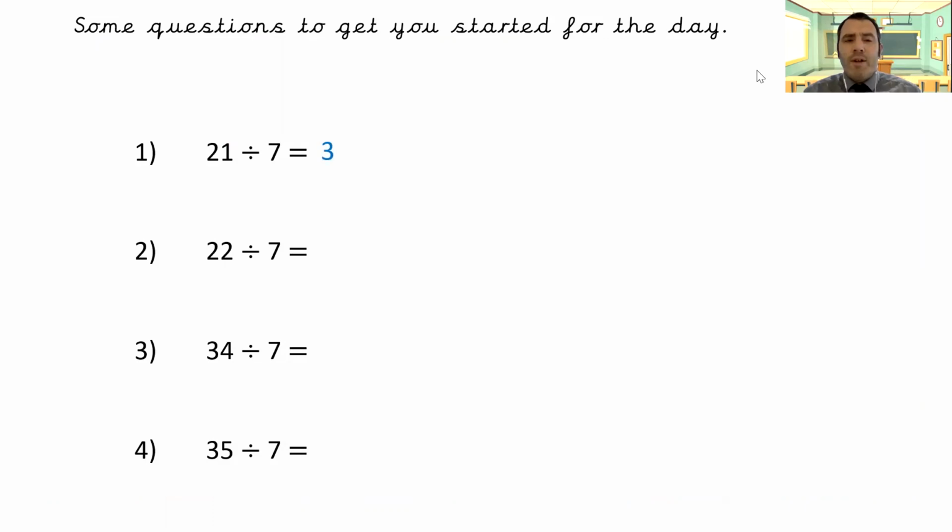21 divided by 7 is 3. Can almost do that one from our times table knowledge. 22 divided by 7 though, there's a remainder in there. There's one that we can't share. So if we've got a remainder, we'll put an R down and the number that's remaining afterwards. 34 divided by 7, can't do that. We've got a remainder in there again. So we've got 4 remainder 6. 35 divided by 7, we can do that. That divides equally. We can share that equally.